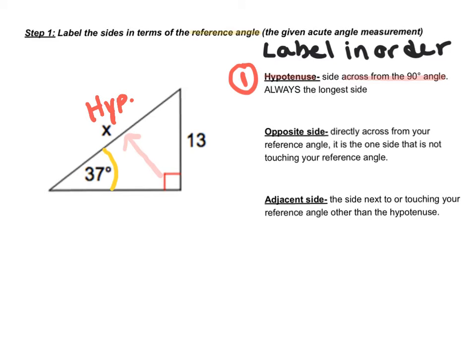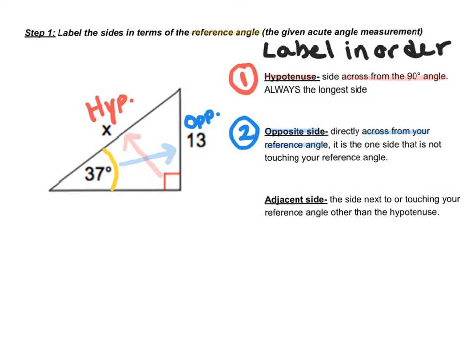The next side is the opposite side, which is the side directly across from the reference angle. So if I start at the reference angle of 37 and go straight across is the 13. So I'm going to call this side the opposite.